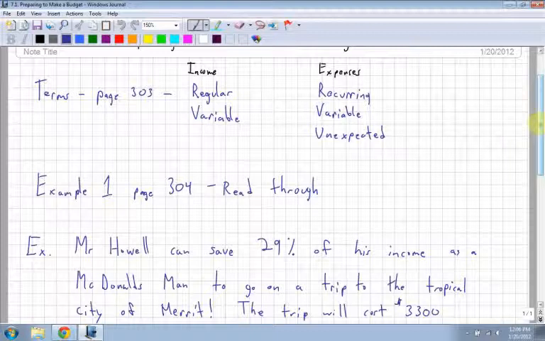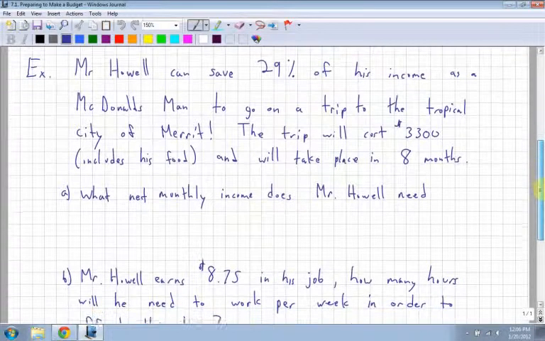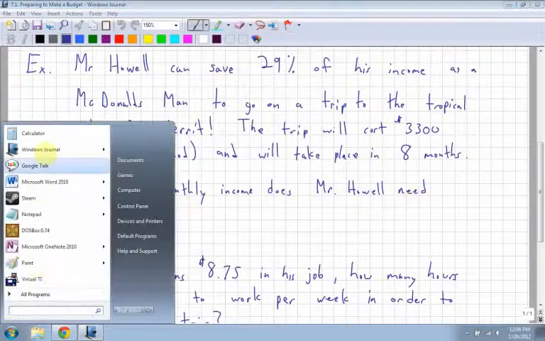Okay, so there's 304. And I'm going to work through a basic example with you that covers most of what's happening in this chapter. Mr. Howell can save 29% of his income as a McDonald's man to go on a trip to the tropical city of Merritt. The trip will cost $3,300, that includes his food, and will take place in 8 months. First question, what net monthly income does Mr. Howell need?